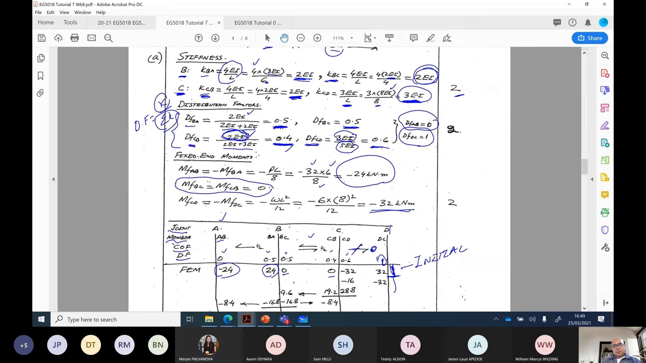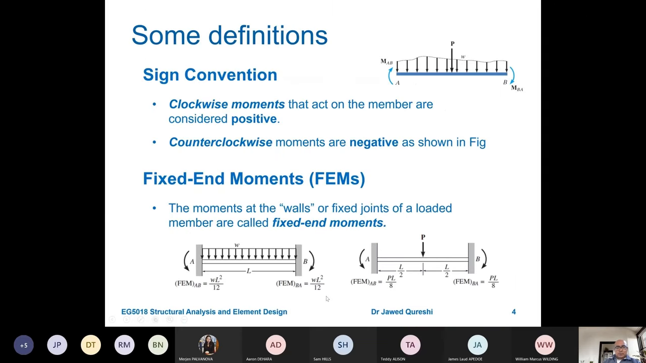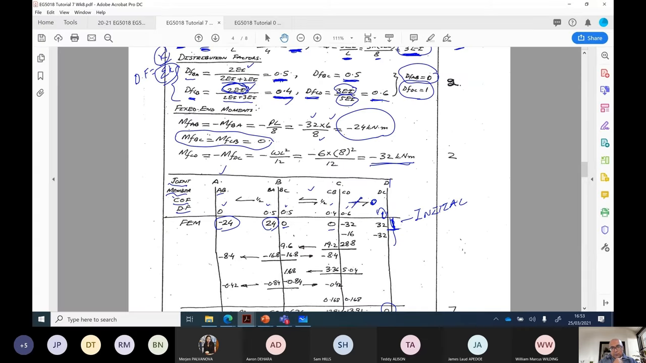These are the formulas for fixed end moments. If we have a UDL, then we use this formula, WL square over 8, negative on the left side and positive on the right side. If we have a central point load, then we have this formula, negative PL over 8.